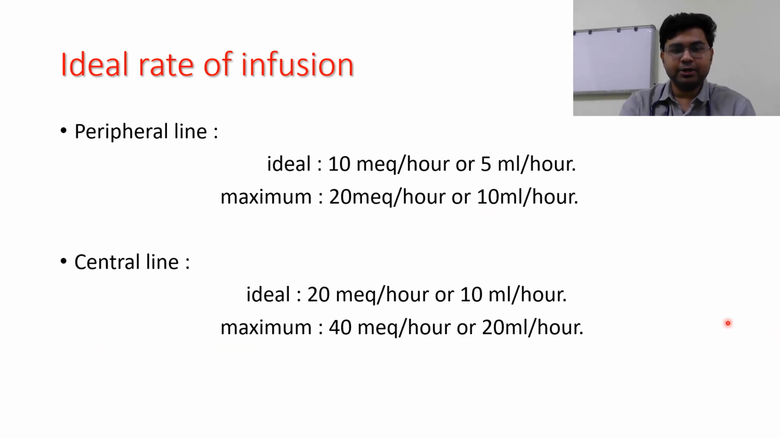So, ideal rate of infusion. Basically, if you are giving KCL from a peripheral line, you have to give 10 milliequivalent per hour, that is 5 milliliter per hour. The maximum you can go for a peripheral line is 20 milliequivalent per hour. If you are giving it from a central line, ideally you should give 20 milliequivalent per hour, and the maximum you can go for is 40 milliequivalent per hour.